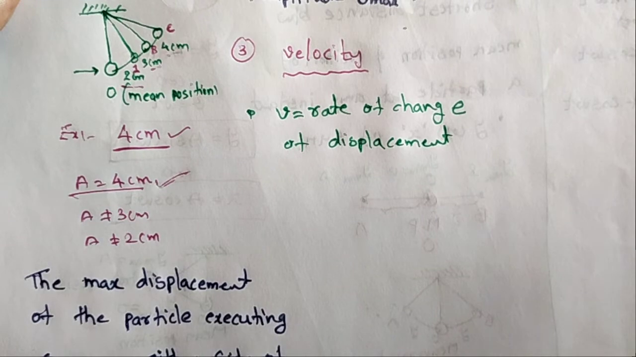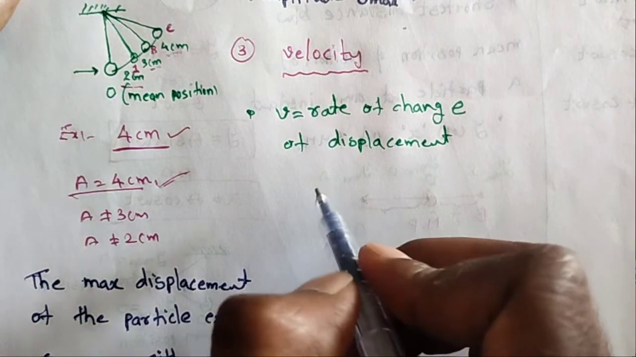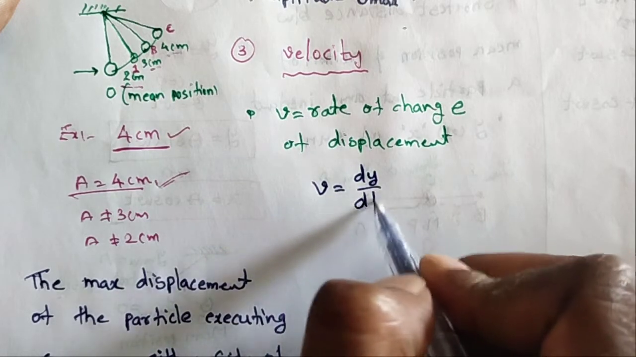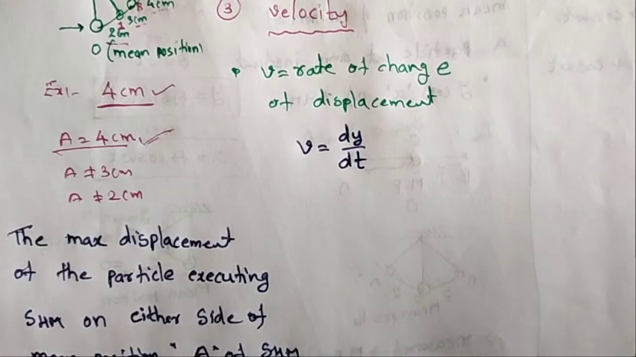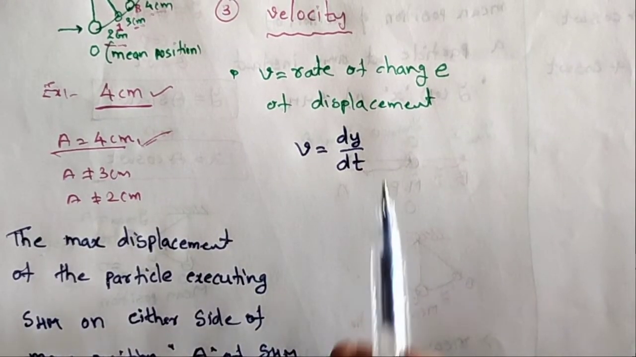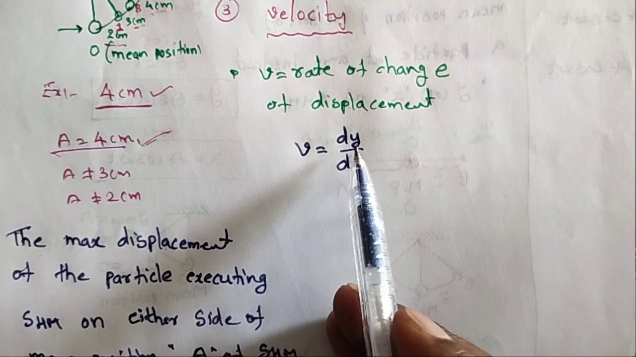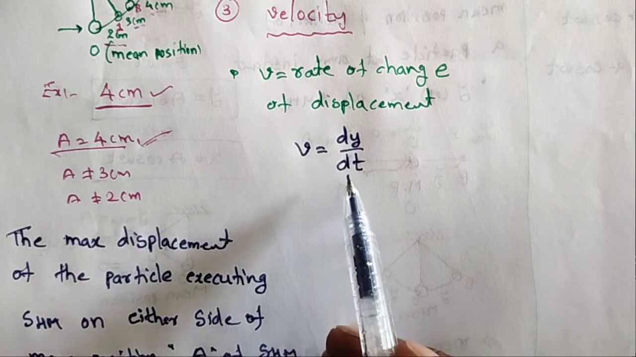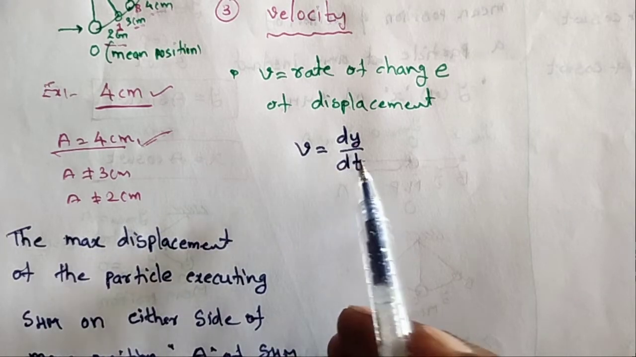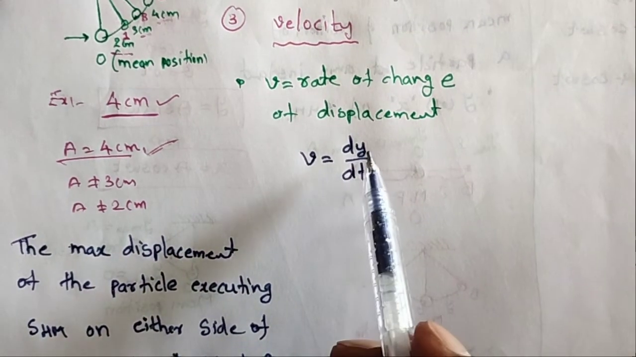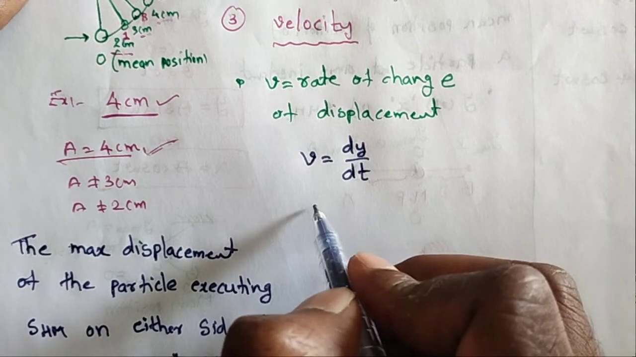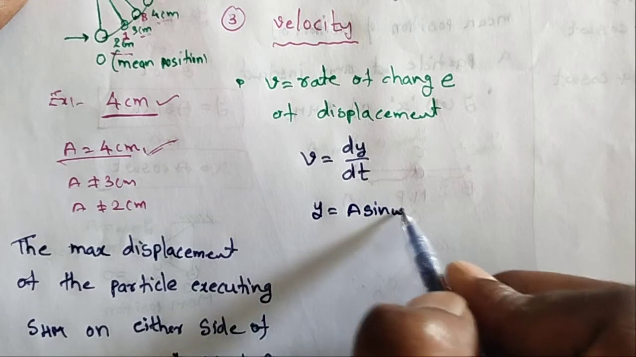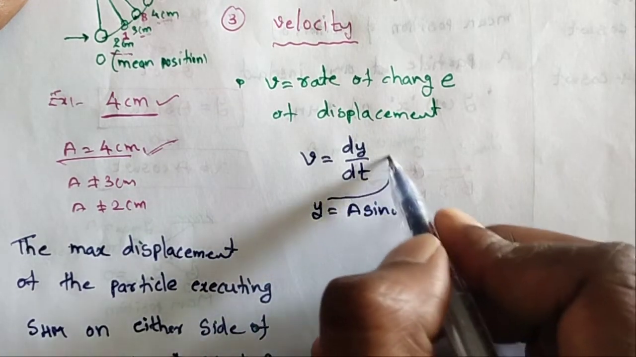So what is the equation here? v is equal to dy by dt. The rate of change of displacement, where y is the displacement. We can take x also, dx by dt. So v is equal to dy by dt. This is the velocity. But we know that the displacement y is equal to a sine omega t. Just substitute in this above equation.